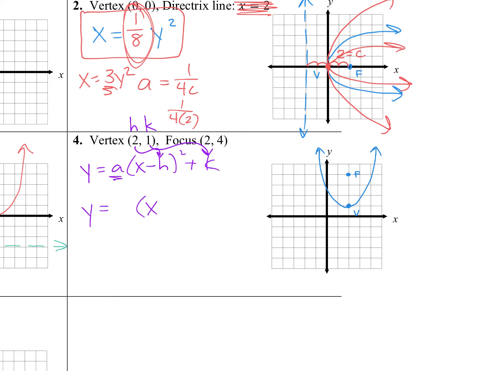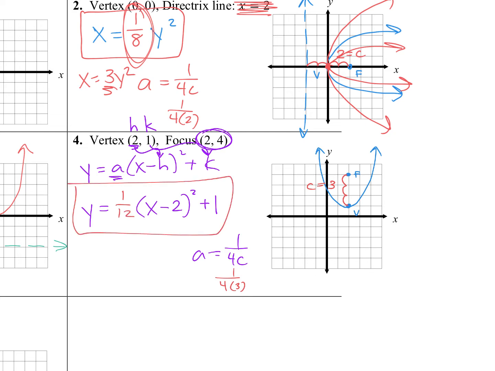X what? Plus or minus? Minus 2 squared. And then plus or minus 1? Plus 1. Okay, so you just drop in your h and k. And then a is still 1 over 4c. But your c is not just the numbers as you see them on the focus anymore like they were before. Your c value is still, though, the distance from the vertex to the focus. So your c value is 3 on this one. So you're doing 1 over 4 times 3, or 1/12. So your equation should look like that.